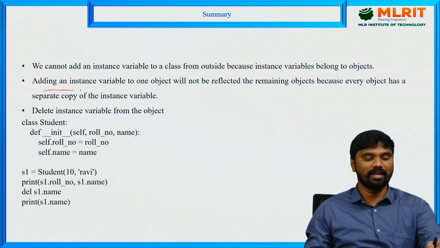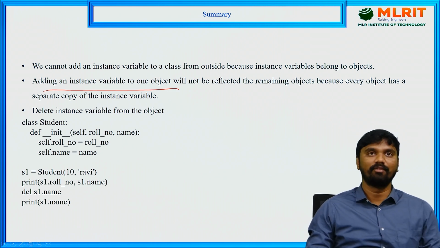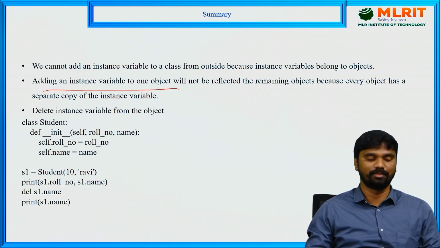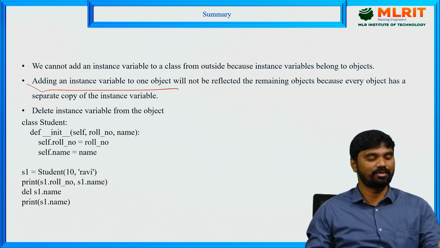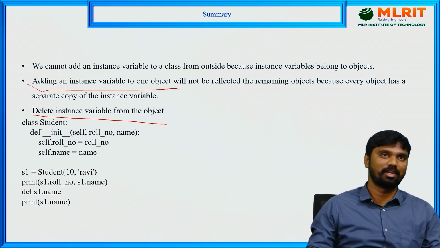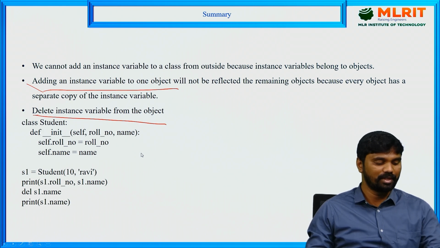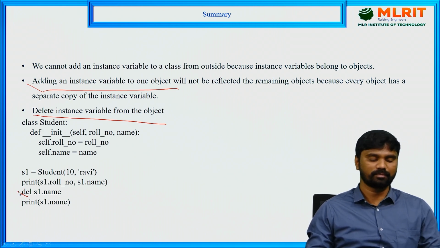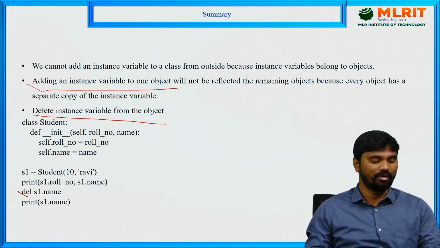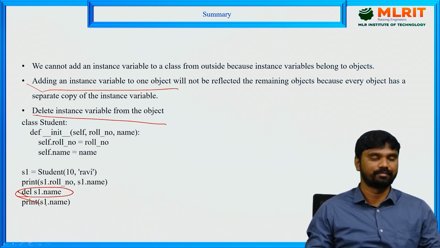Next, adding an instance variable to one object will not be reflected in the remaining objects. Already we have seen an example of this statement. Why? Because for every object a separate copy of an instance variable is maintained. Next, we can also delete instance variables from the object by using the del keyword. See here, we are deleting that one, right?